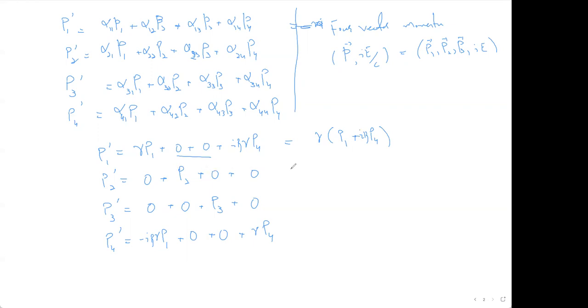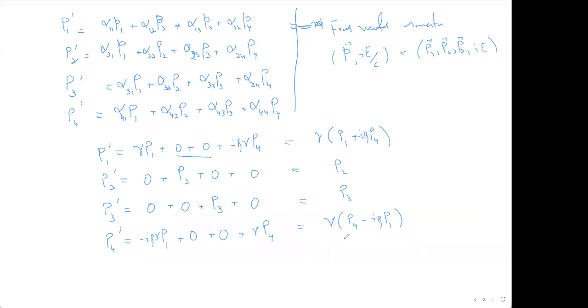Now P2 dash will simply be equal to P2. P3 dash will simply be equal to P3. And P4 dash, here also I take gamma common, I will write this as gamma times P4 minus i beta P1. Is it okay? Is that okay so far?